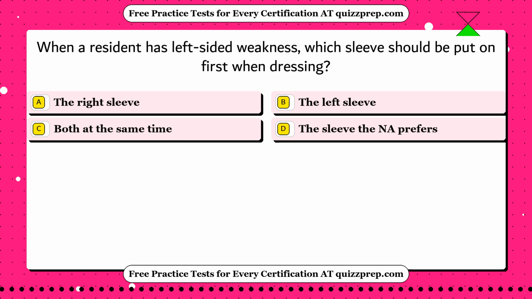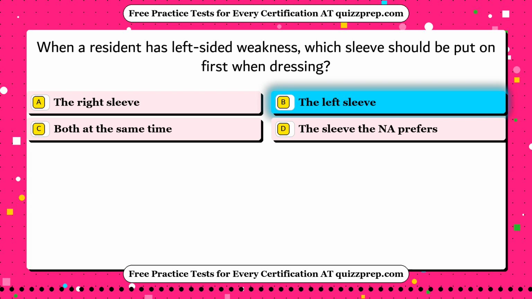Question 82. When a resident has left-sided weakness, which sleeve should be put on first when dressing? Option A. The right sleeve. Option B. The left sleeve. Option C. Both at the same time. Option D. The sleeve the NA prefers.